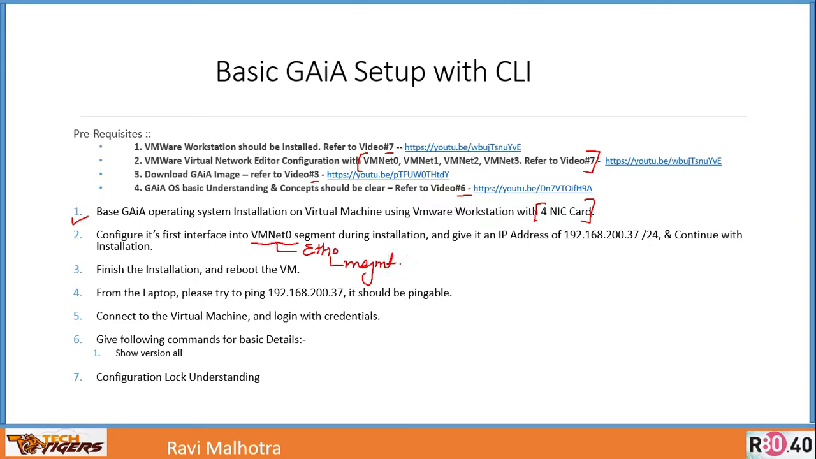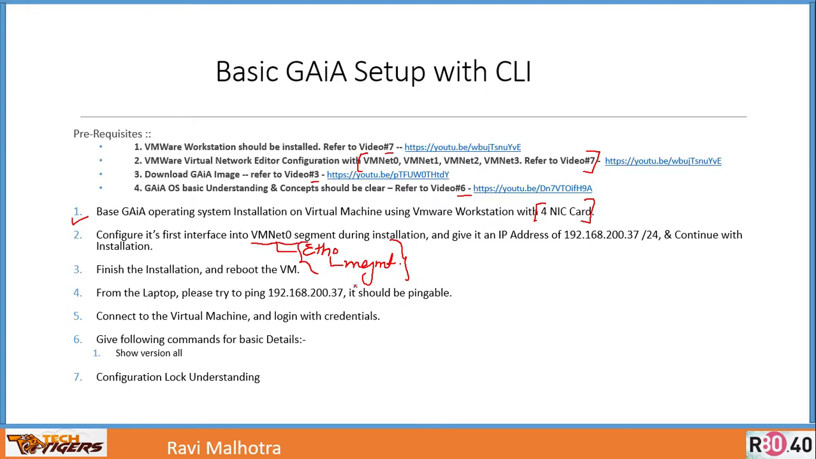This is something we did in the previous lecture, where we were configuring interfaces. There we saw that ETH0 in Checkpoint is the default management interface. We can also change that; just refer to my last video for that. And we will give an IP address of 192.168.200.37/24 and continue with the installation. We will finish the installation and reboot the virtual machine, and from the laptop we'll try to ping.